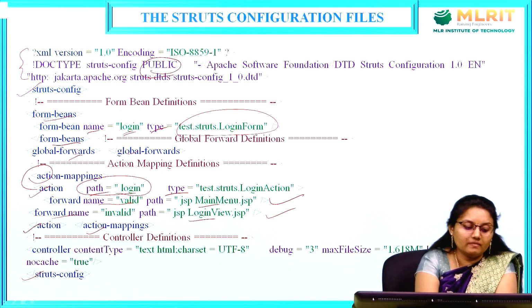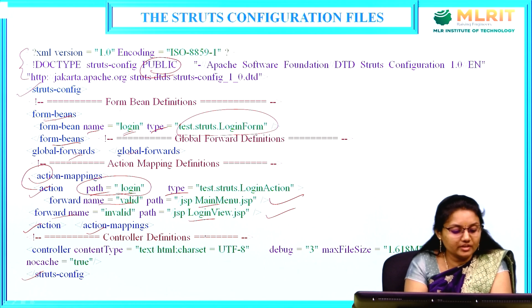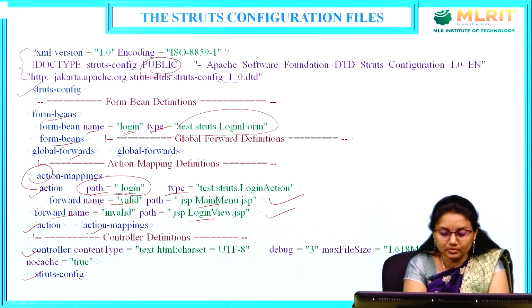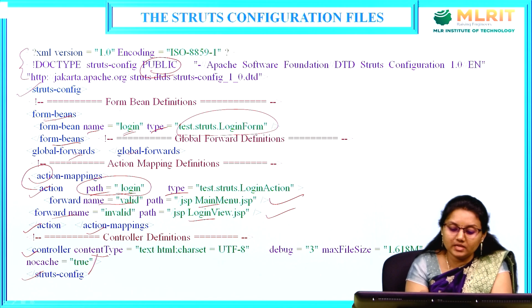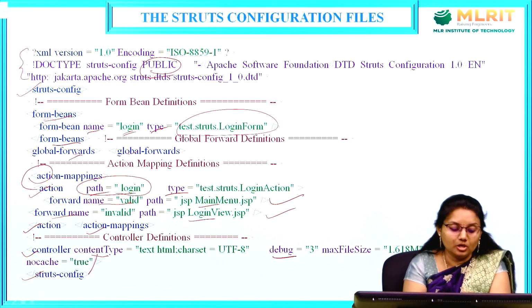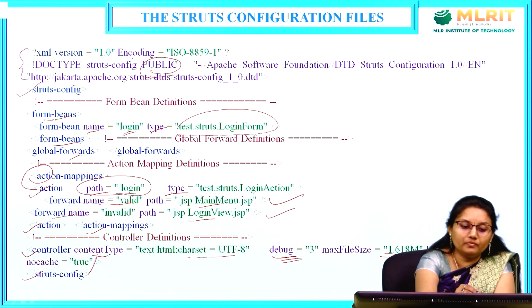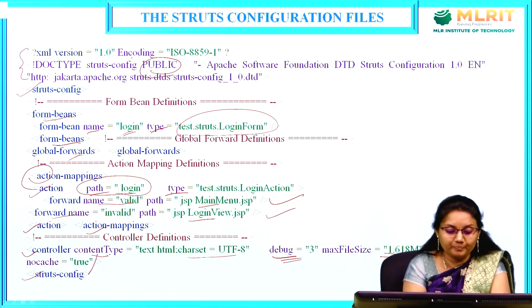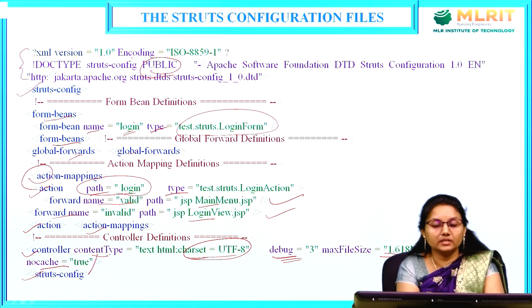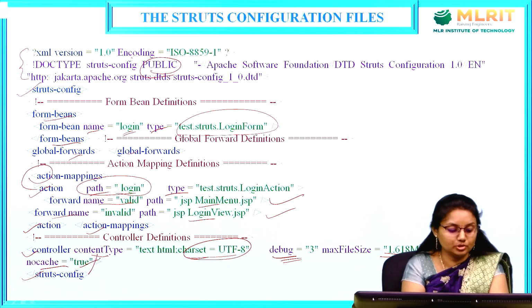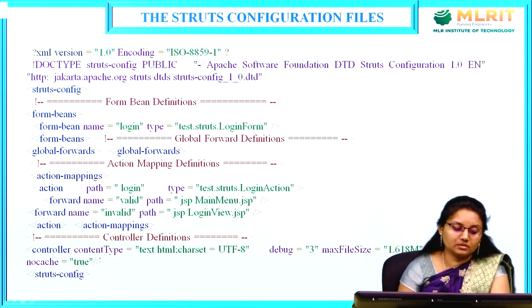Action mapping will have action as a subtag. Again, controller definitions. Controller is used for writing controller definitions. So this is a shorthand type of closing tag. Which controller is having content type, debug, then locale. Locale, we are giving it as true, maximum file size, debug, and what is the character set? For XML, we will give encoding as UTF-8. So that character set we are giving here. So no cache. If you don't want to store the data temporarily in the cache, we will give it as true. That's about the struts configuration file.